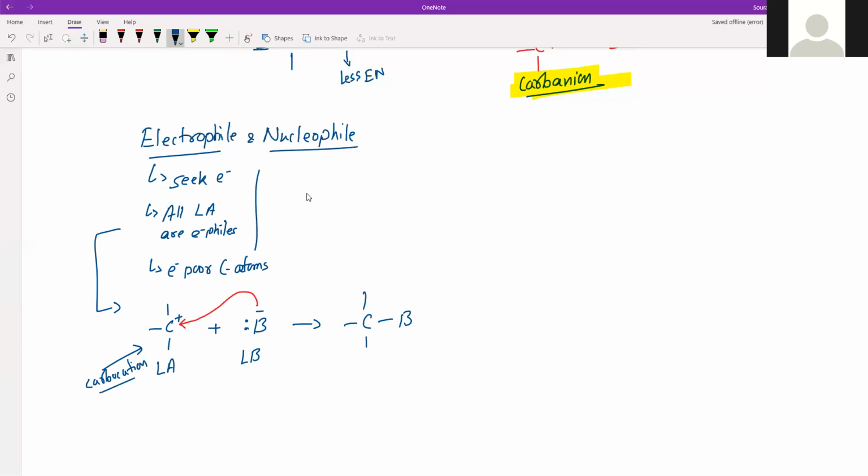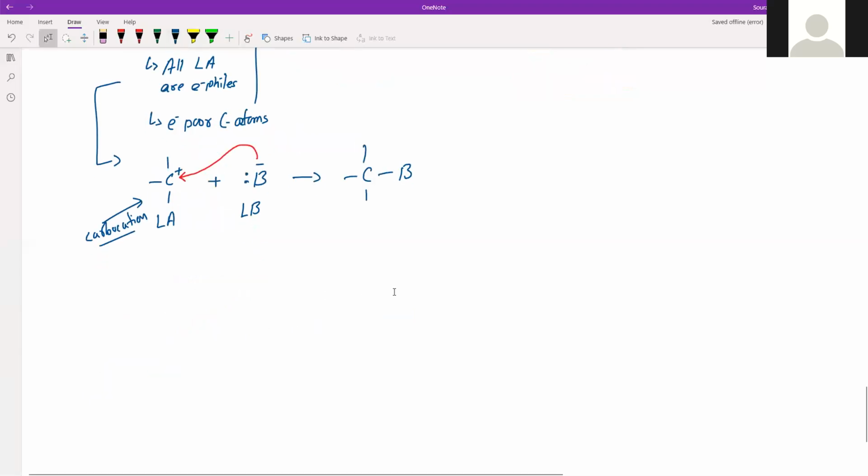Right, and for electron poor, we'll see an example. For example, if I have a carbon double bond O, right? Now here, this double bond means there is an electron cloud there, and that pi bond is on top of a sigma bond. So first a sigma bond is formed, then a pi bond is formed.